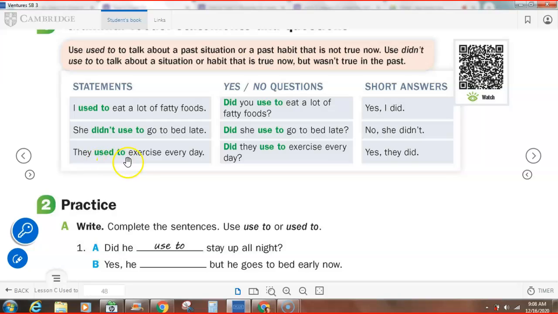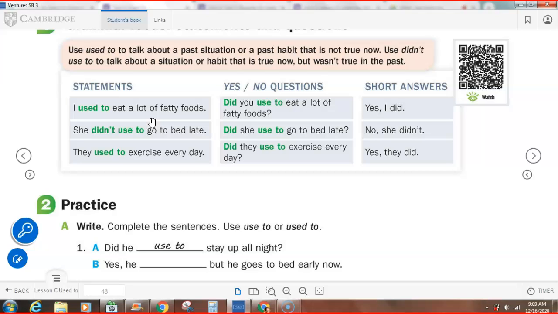They used to exercise every day. Did they use to exercise every day? Yes, they did. Nice. Okay, so on these I wanted to note a few things. Again, with "used to," it's talking about a past situation or a past habit that's not true now. When I say I used to eat a lot of fatty foods, it means I don't anymore. That was in the past, but I don't do that now.